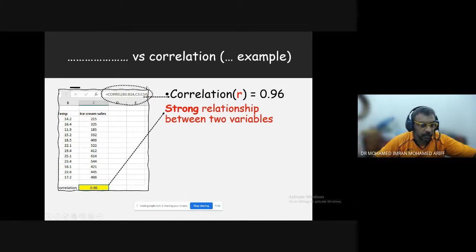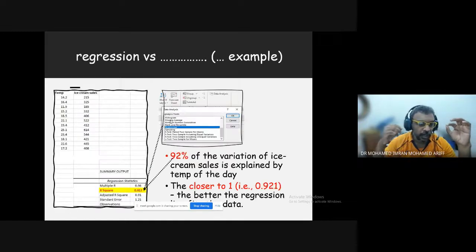Dalam Excel pun boleh buat correlation. Okay, so you do correlation between these two items, you find that there is a strong correlation, meaning to say there is something strong between temperature and ice cream sales. Ada benda tu. Okay. Regression pula benda yang sama. Saya pakai apa tu? Excel.